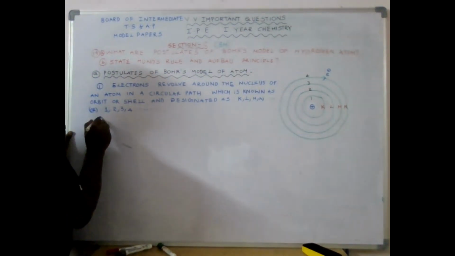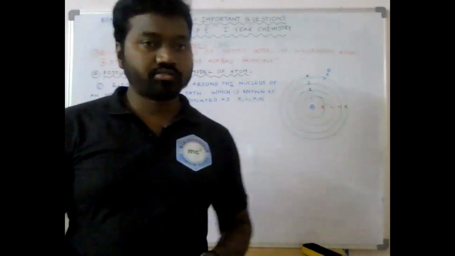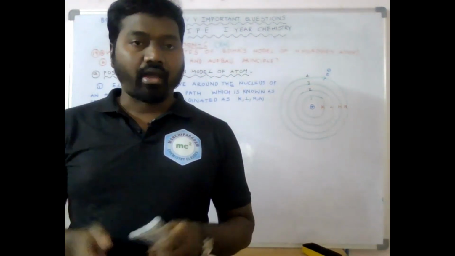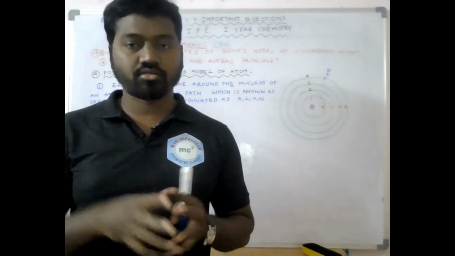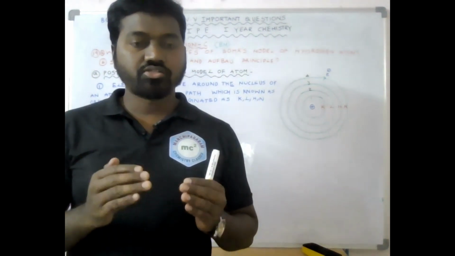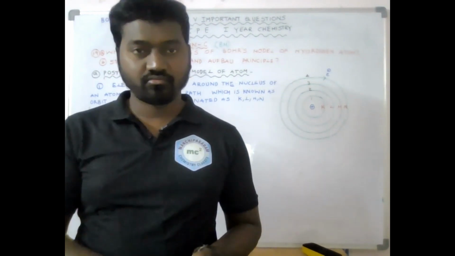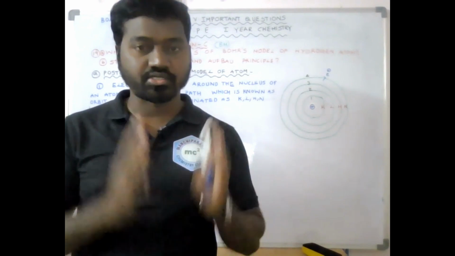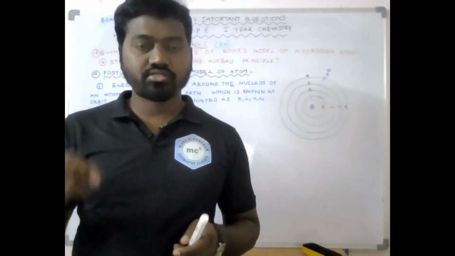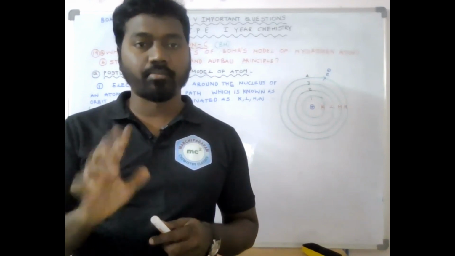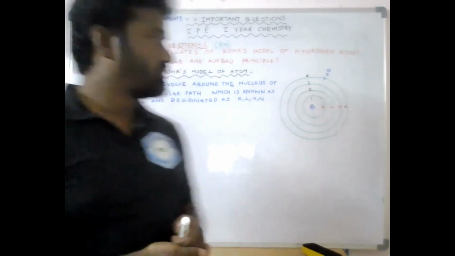The next point: electrons revolve like this. As long as an electron revolves in that circular path, there is no absorption of energy and no emission of energy. That means energy remains constant. That is why these orbits are also called stationary orbits or stationary energy levels.